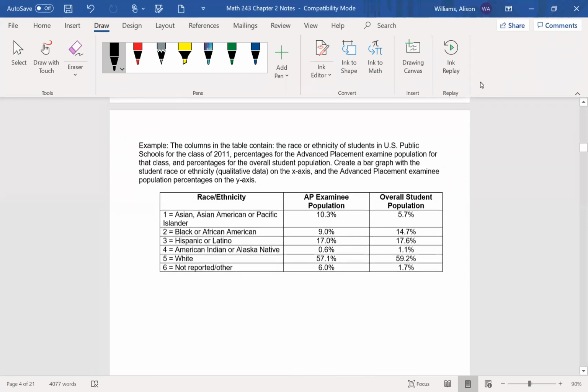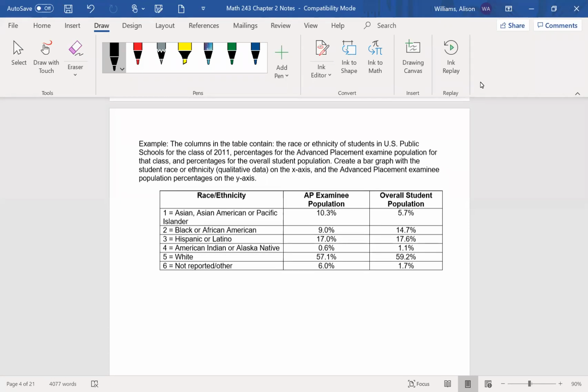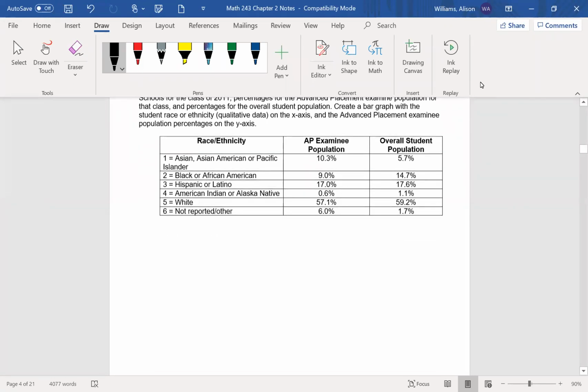So let's look at this example here. They collected the race and ethnicity information of people who took the advanced placement exam, their percentage breakdown, and their overall percent of the student population in the year 2011. As we can see by comparing, there are some groups that are very overrepresented in the AP group and some that are underrepresented, but that's not what they're asking us to do. They want us to create a bar graph of the race and ethnicity for the advanced placement percentages. So the advanced placement percentages is going to be our y-axis. Okay, so we want to go ahead and draw this.